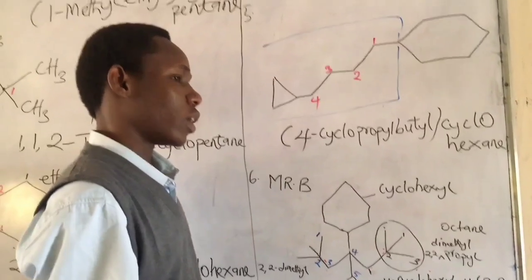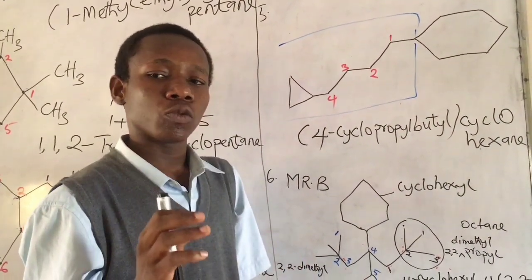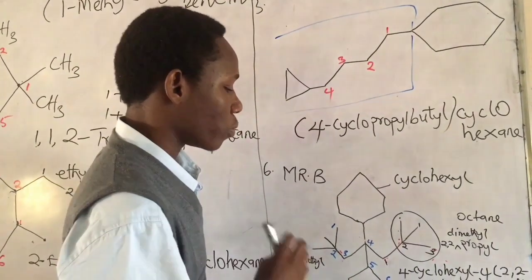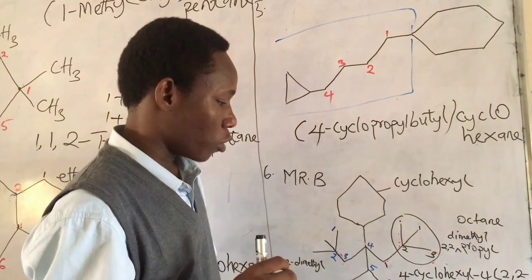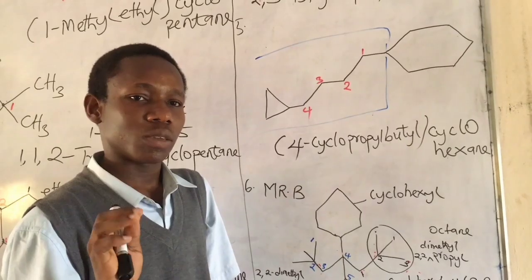So you can actually see with me that naming compounds is very simple. All you have to do is to follow the rules carefully. You don't jump into naming a compound from anywhere. Check your longest chain very well, look at the substituents, and then you will name any compound in organic chemistry.